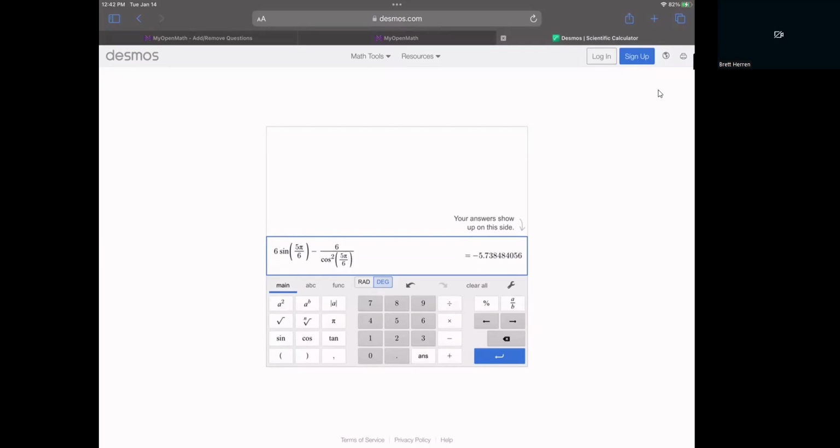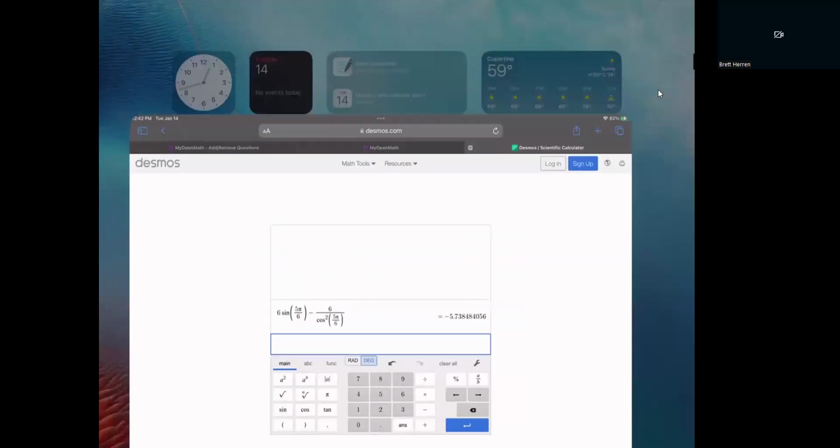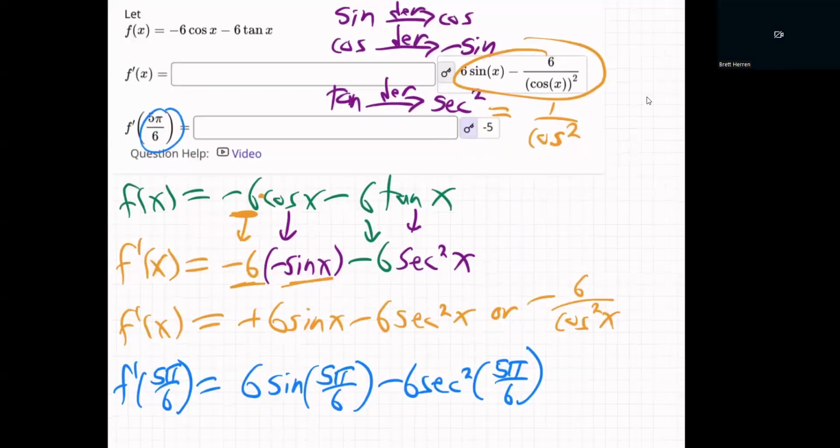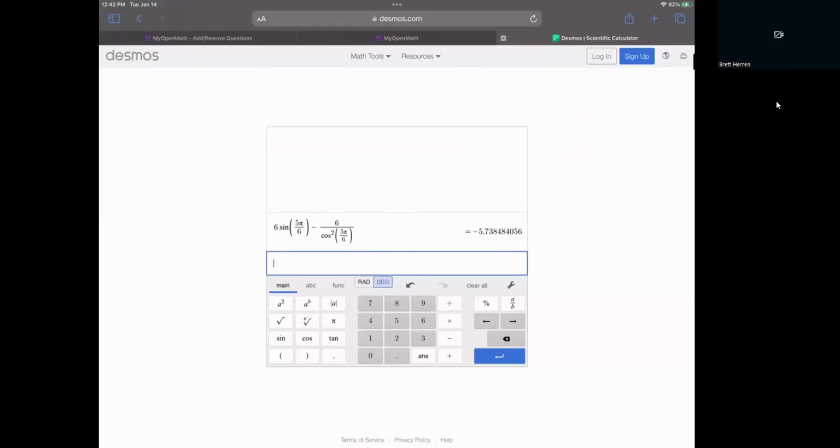Whatever, it's all good. And so there's our answer, -5.73. That's going to be wrong. Let's go see why. Well, let's see first off that it is wrong. Yep, that's not right. No, why not? What am I doing wrong? I'm purposely doing this wrong to show you a point. Do you see the problem?